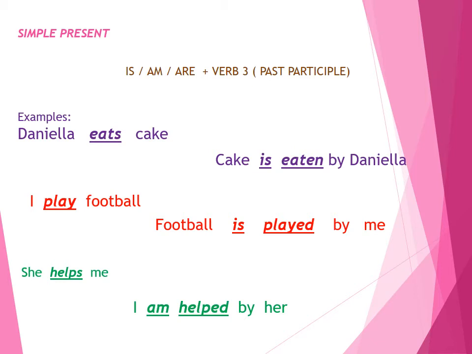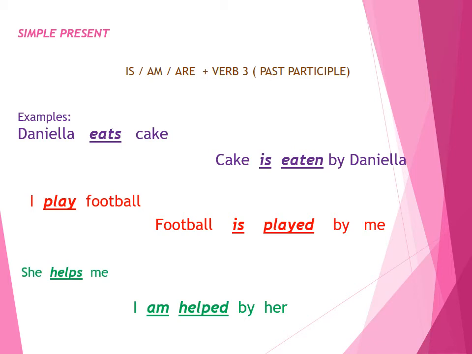Next, second sentence, "I play football." The passive voice of the sentence becomes "Football is played by me." Because football is singular, the to be of football is "is", and the past participle of play is played, plus ed.